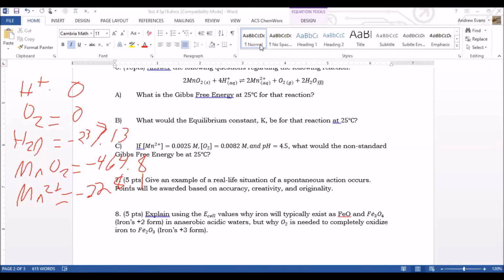Minus my reactants. Minus MnO2, which is negative 464.8 times 2. Once again, hydrogen and oxygen do not count. So my delta G at 25 is negative 72.86.